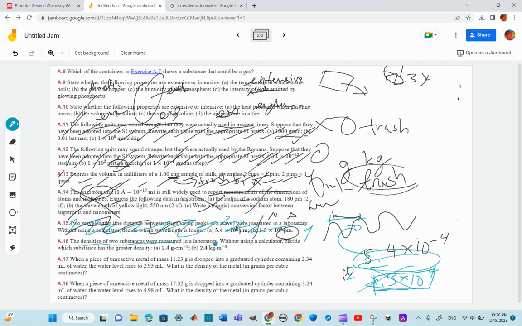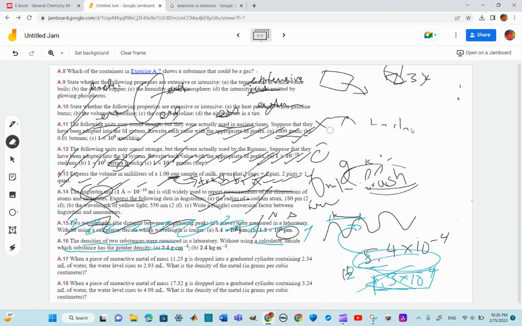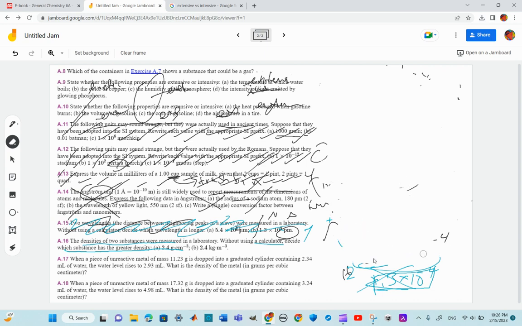The density of two substances were measured in the laboratory. Oh, this is actually an okay question. Without a calculator, decide which one's bigger. I can't believe they have questions like this in the first chapter. No wonder my professor just got rid of some of the questions and just gave us homework. Okay, the online homework is such a good time saver also.